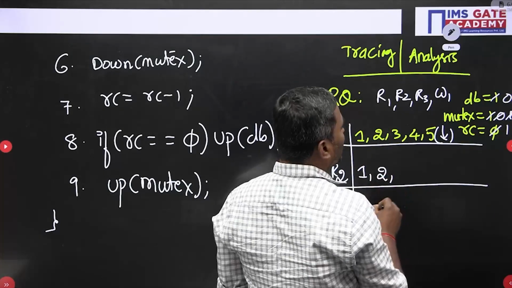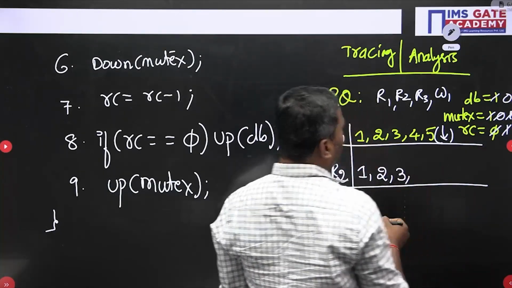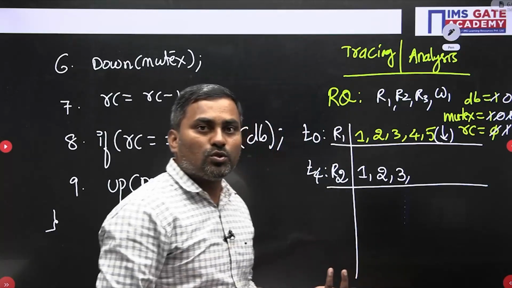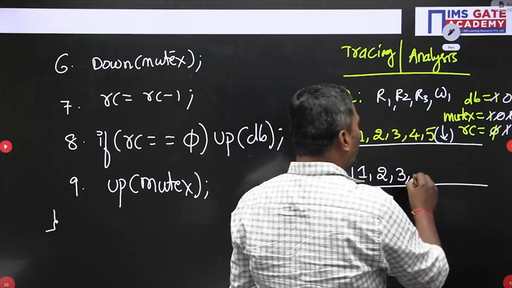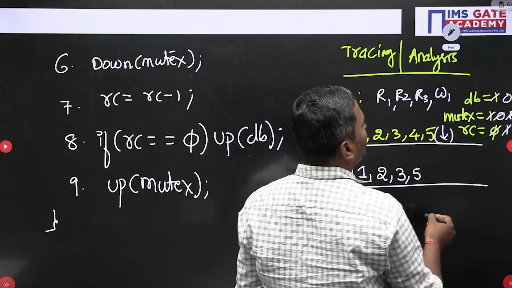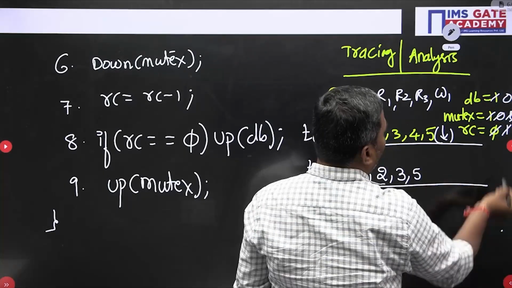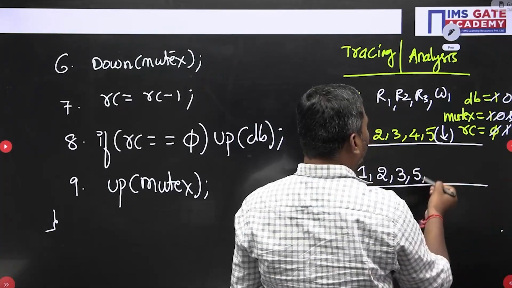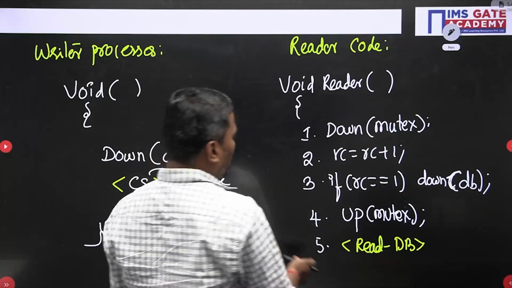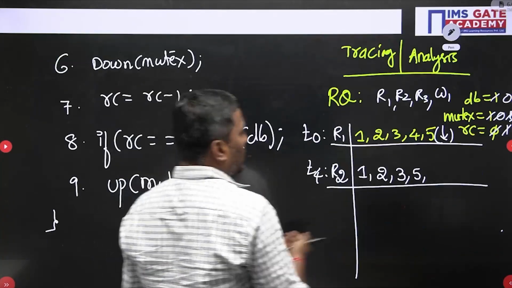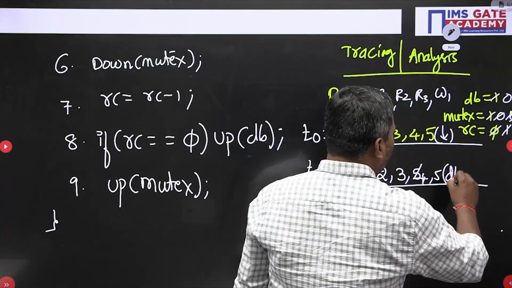Mutex is currently 1, 1 down is 0, successful. The second statement increments RC, RC becomes 2. The third statement checks if RC equals 0. No, RC value is 2, so the condition is false. The fourth will run, and then the fifth, entering the database, reading here.